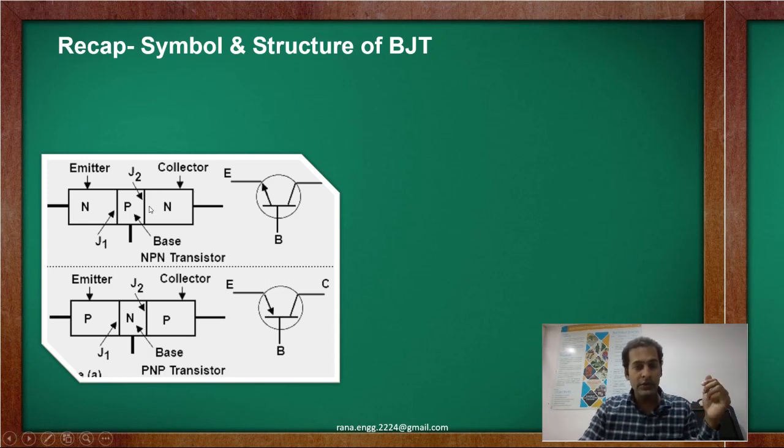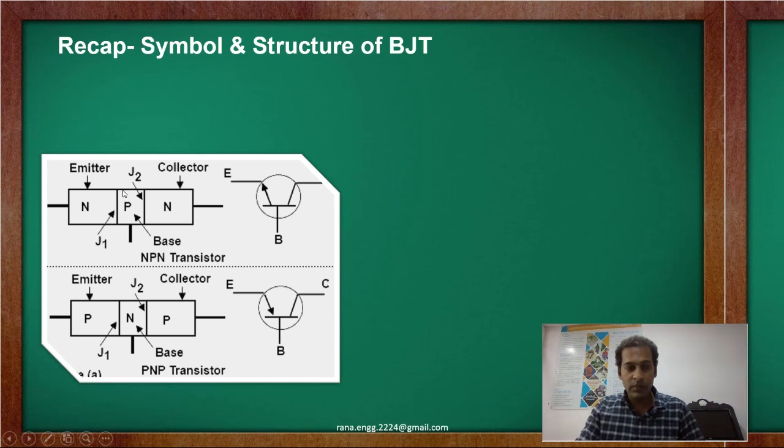If someone asks you which type of BJT is commonly used, the answer should be NPN. NPN transistor is most commonly used. In our discussion also, we take the example of NPN transistor. If you take a PNP transistor, the only difference will be the arrow of the emitter and you have to reverse the polarities, right? This is the simplest form of the structure.